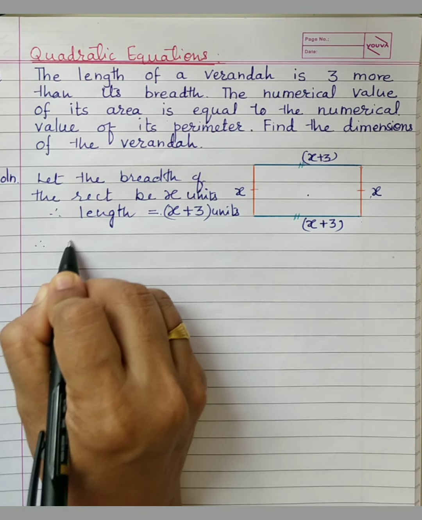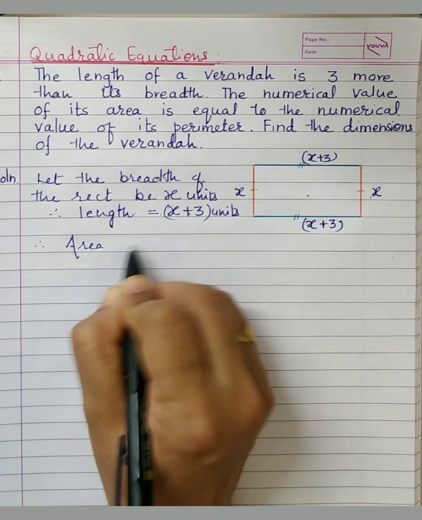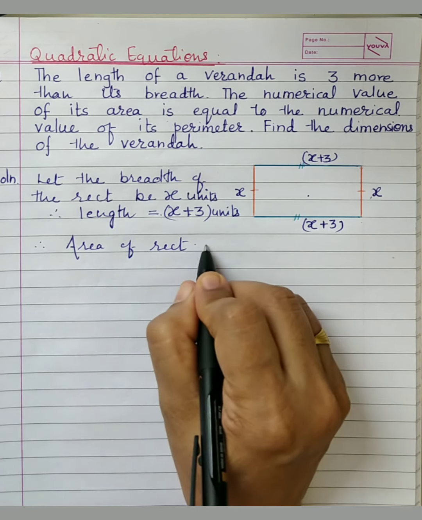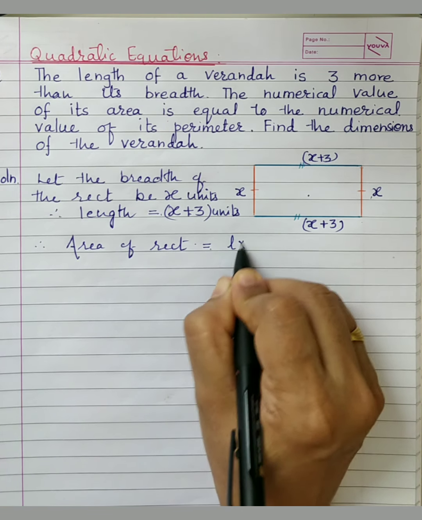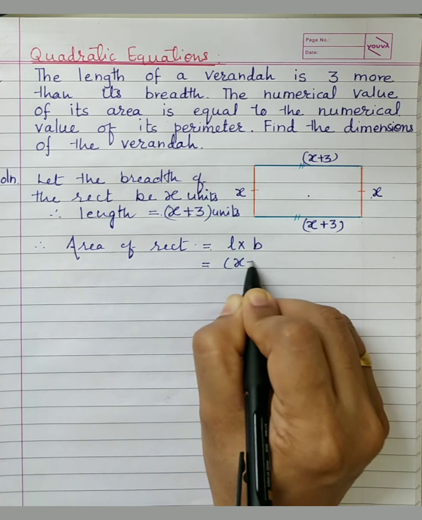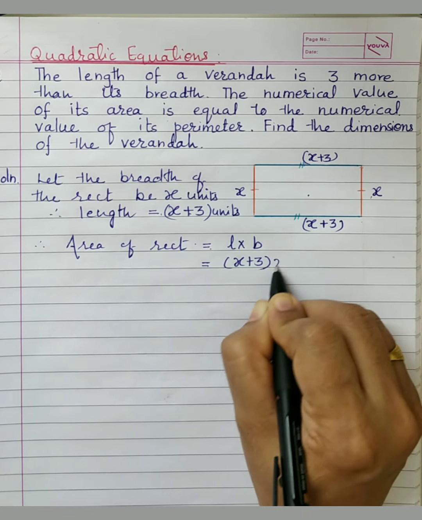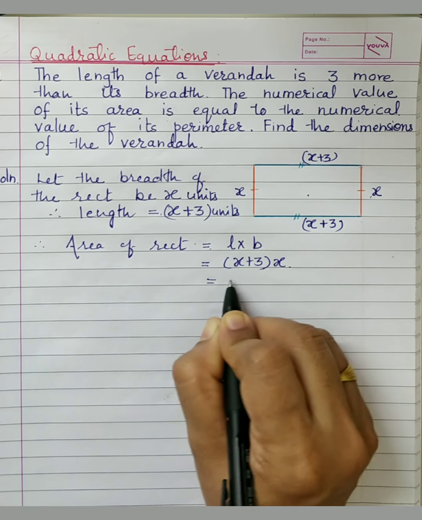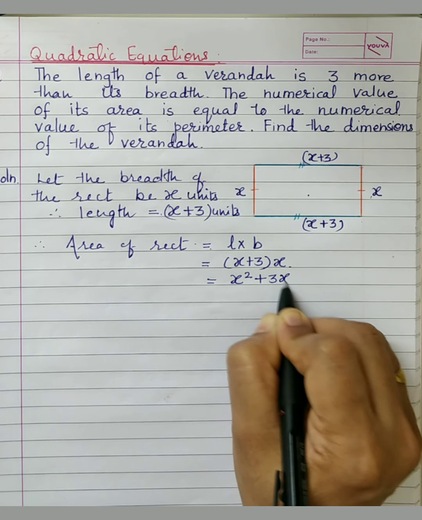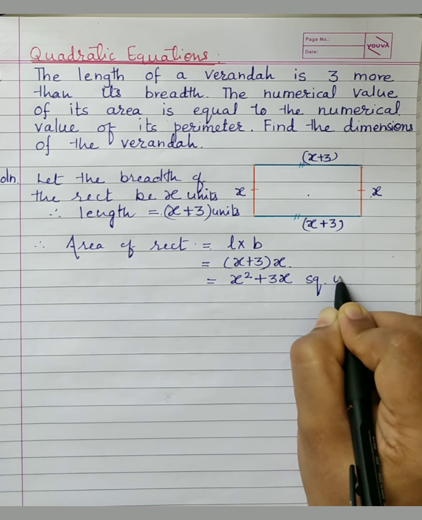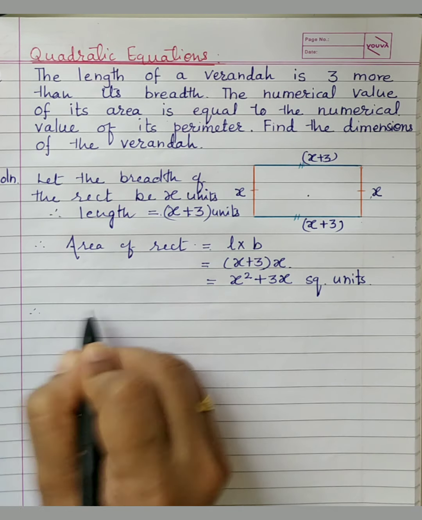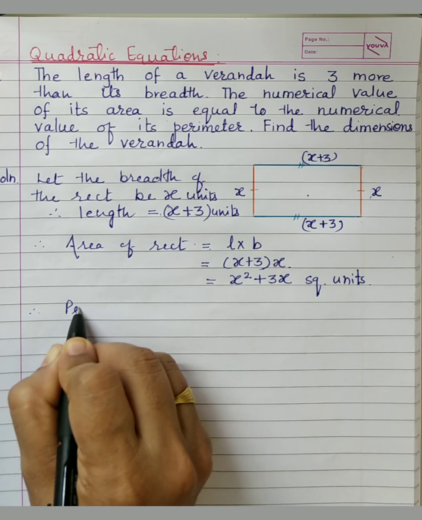Therefore, area of the rectangle, in this case the veranda, is length into breadth. What is the length here? x plus 3. What is the breadth? x. You can simplify this expression. What does it come as? x square plus 3x. What is this? Square units. Why square units? Because it is area.